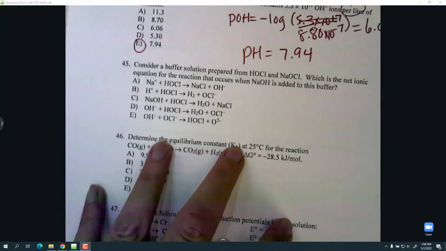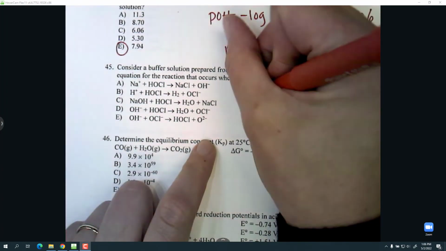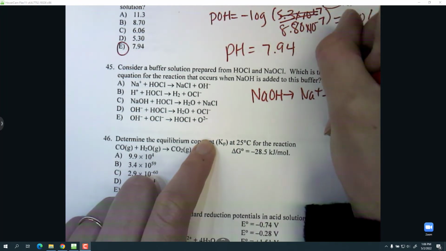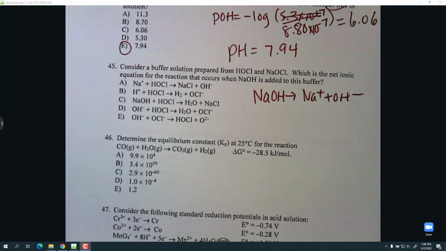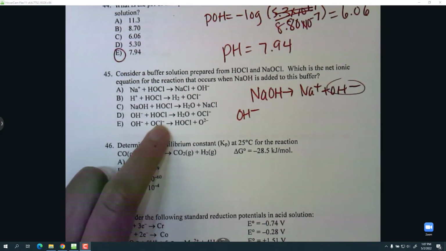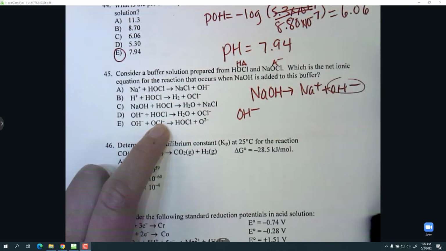All right, consider a buffer solution prepared from HOCl and NaOCl. Which is the net ionic equation for the reaction that occurs when NaOH is added to the buffer? Remember, a strong base is going to separate. The only part we care about is the OH minus. It can react with either the whole acid here or just the anion over here.